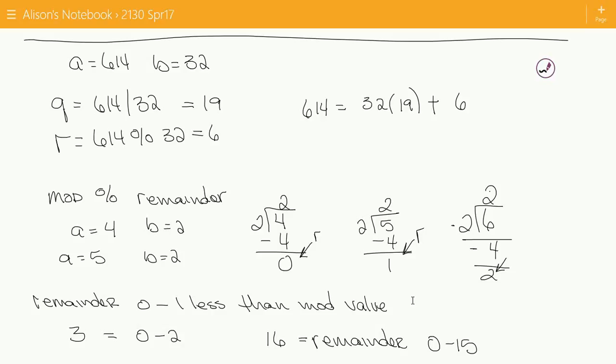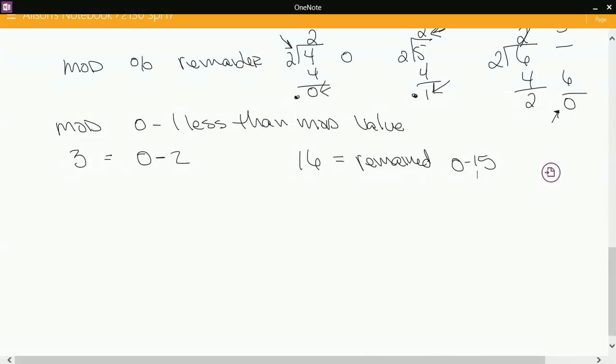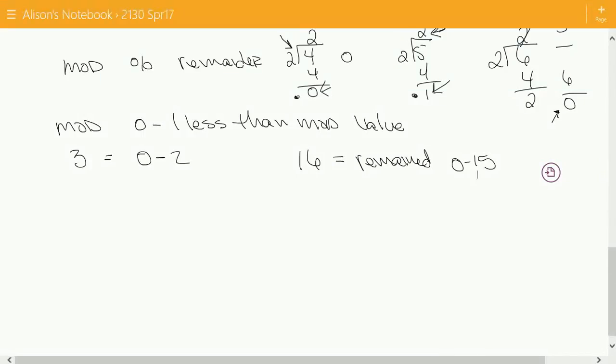And so if I had done 2 goes into 6 3 times, then 2 times 3 is 6, and I would have subtracted the 6 and it would give me a 0 left over, which tells me that when I am doing a mod 2, my remainder is going to have to be either 0 or 1. My remainder cannot be 2. If my remainder is 2, that means that I didn't have a large enough quotient. So keeping this in mind in what the mod operator means, let's try one more of them.